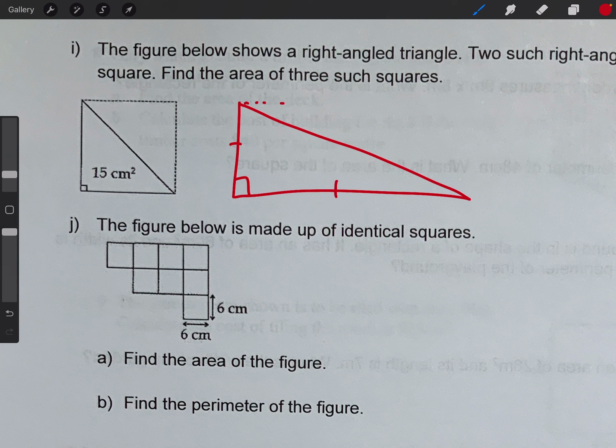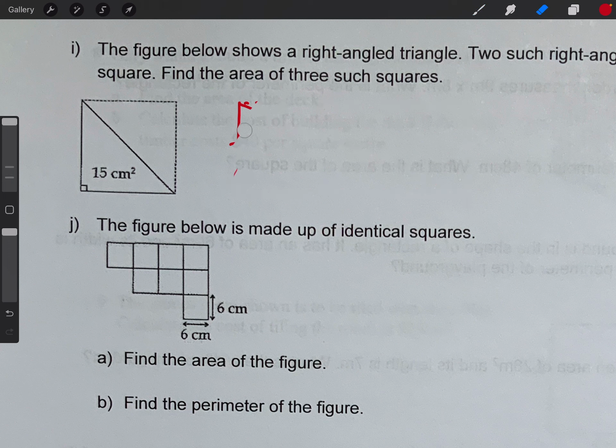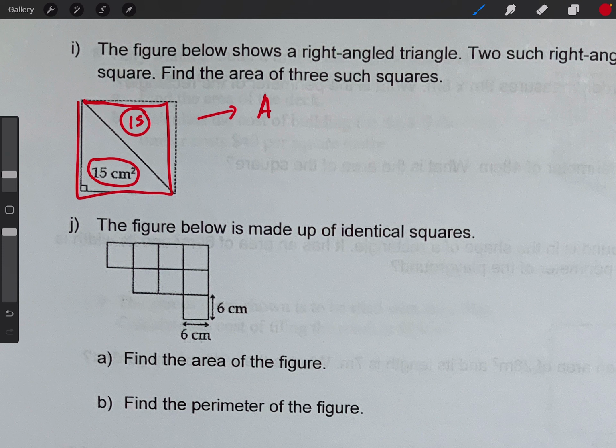when we have 2 of the triangles, we don't make a square, we make a rectangle. So it doesn't work for every right angled triangle. It only works for this one because the length and the width happen to be the same. Now it says find the area of 3 such squares. So one triangle is given to us to be 15. So this must be another 15. So therefore one square must be 30. So the area of one square is 30 centimeter squared.